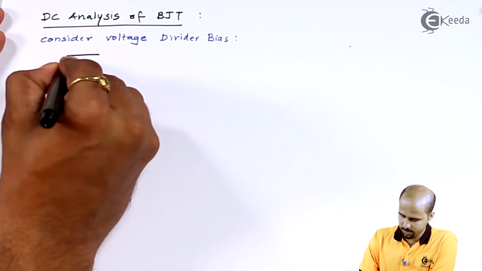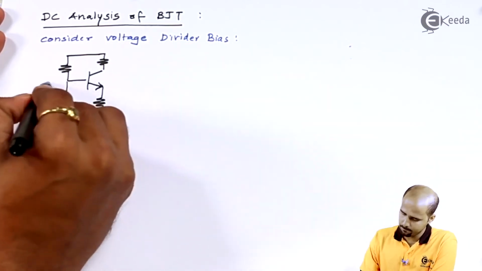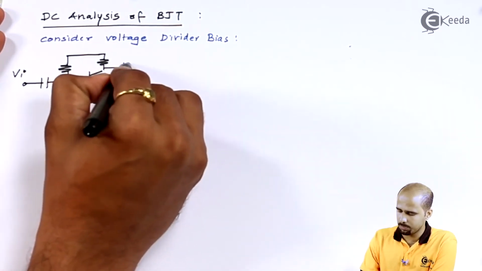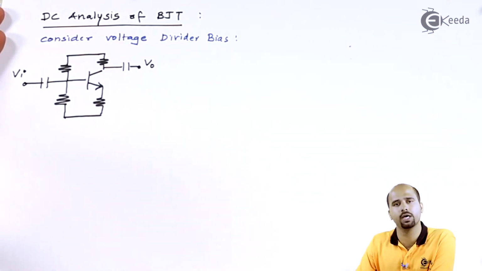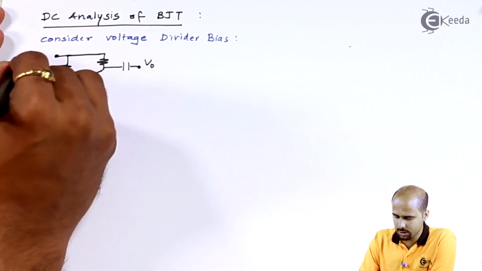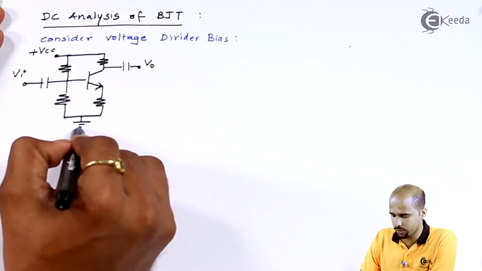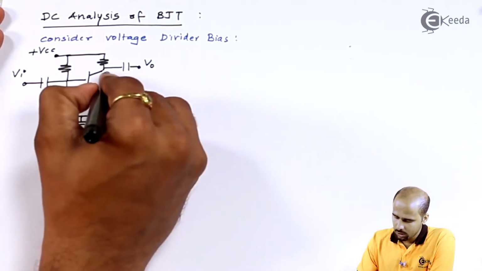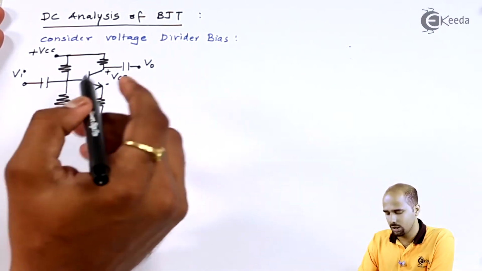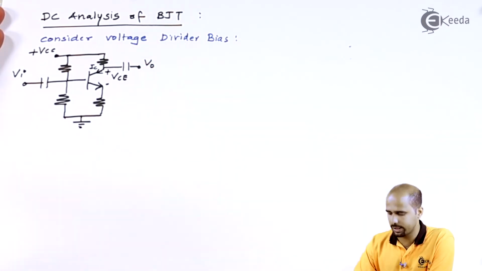Let's say this is my circuit, and this is the question where they want particular values to find out the DC condition of my circuitry. This is plus VCC I have applied, and this is connected to ground for simplicity. This is nothing but VCE, and this is nothing but the current flowing through the collector, that is IC.